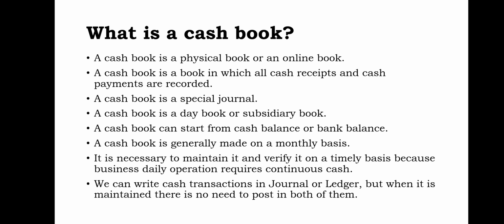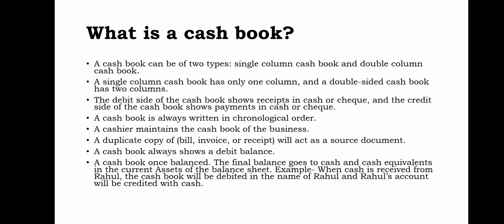But when a business is maintaining a cash book, it is compulsory that it posts all cash transactions only in the cash book. There is no need to post cash transactions in the journal or in the ledger. One more amazing fact is that a cash book is of two types: a single column cash book and a double column cash book. A single column cash book has only one column, and a double column cash book has two columns.